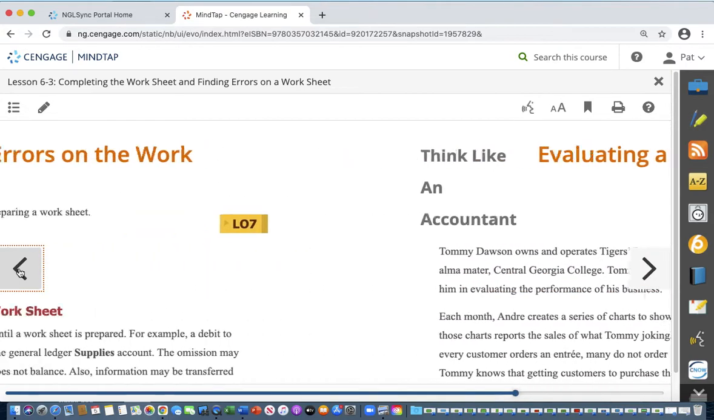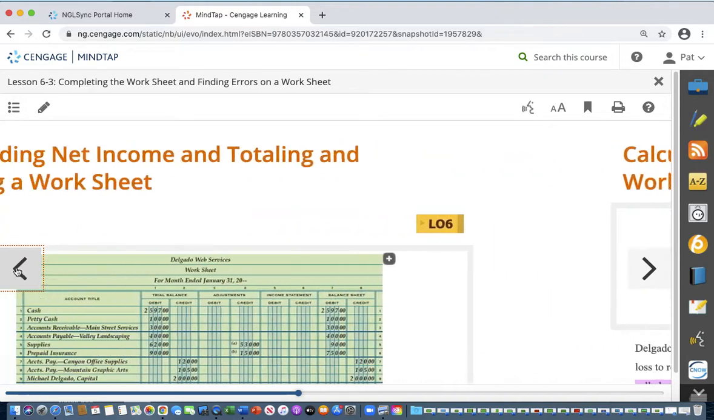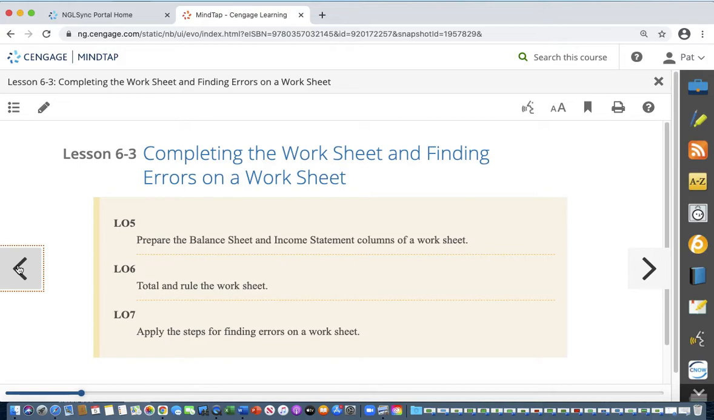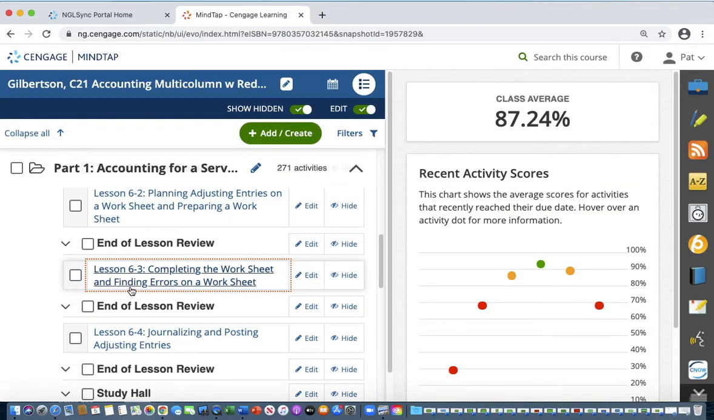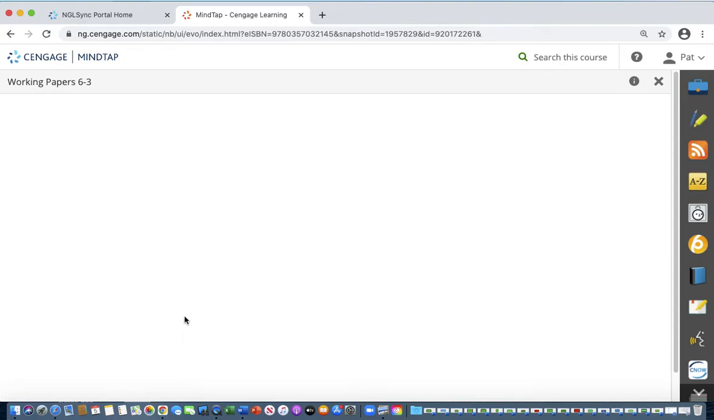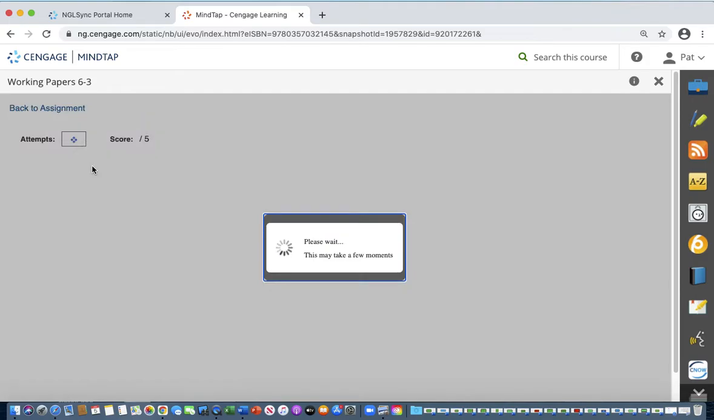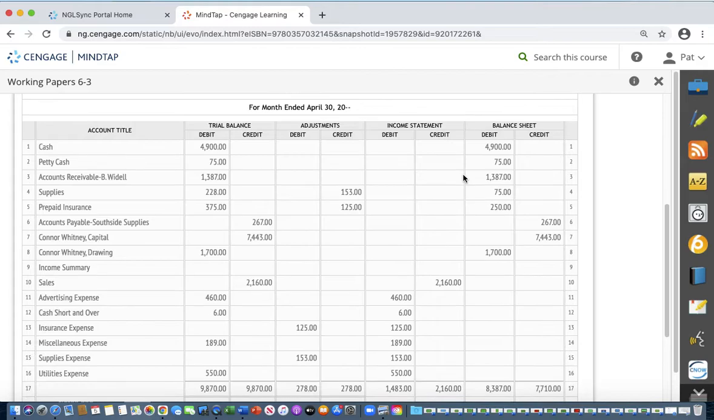We got time. We're out of here at 1:40. All right. Let's do the work together and then we'll call it a day. That's what we did with the other class. We didn't do that. So 6-3, end of lesson, working papers. 6-3, work together. I'm not switching back. Already did it.